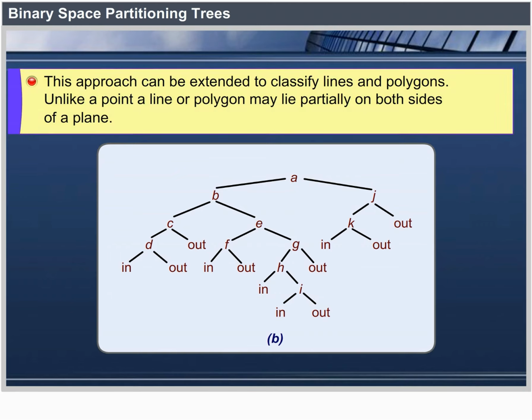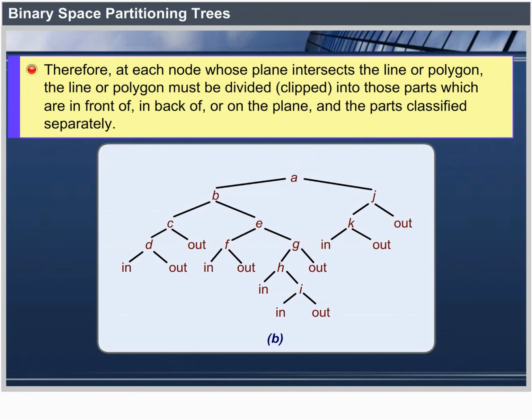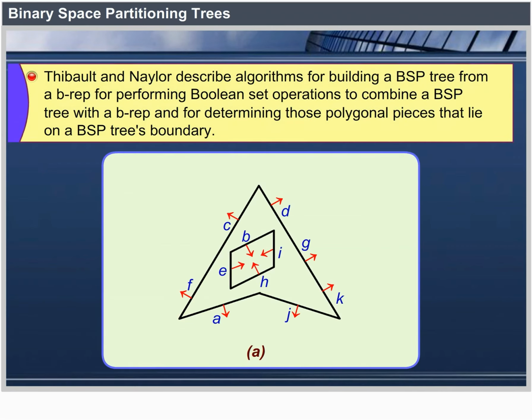Unlike a point, however, a line or polygon may lie partially on both sides of a plane. Therefore, at each node whose plane intersects the line or polygon, it must be divided, clipped into those parts that are in front of, in back of, or on the plane, and the parts classified separately. Thibault and Naylor describe algorithms for building a BSP tree from a B-rep, for performing Boolean set operations to combine a BSP tree with a B-rep, and for determining those polygonal pieces that lie on a BSP tree's boundary.